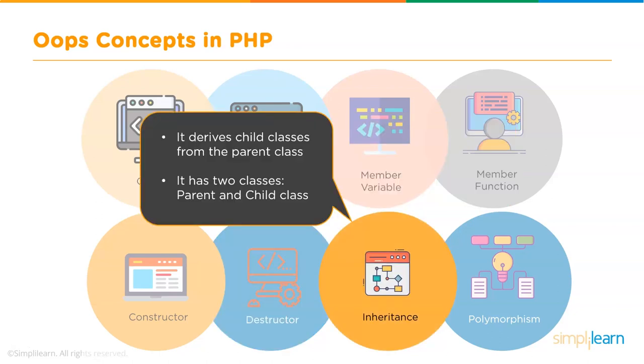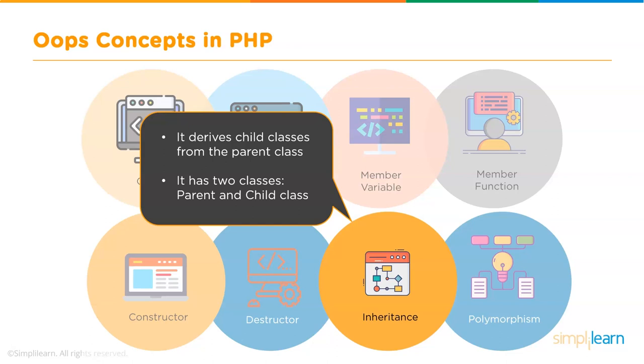So it derives new classes or child classes from the parent class. However, inheritance can have its own properties and methods too. So inheritance has two classes. First is parent class and the other one is a child class. Now let's talk about each of them in detail.